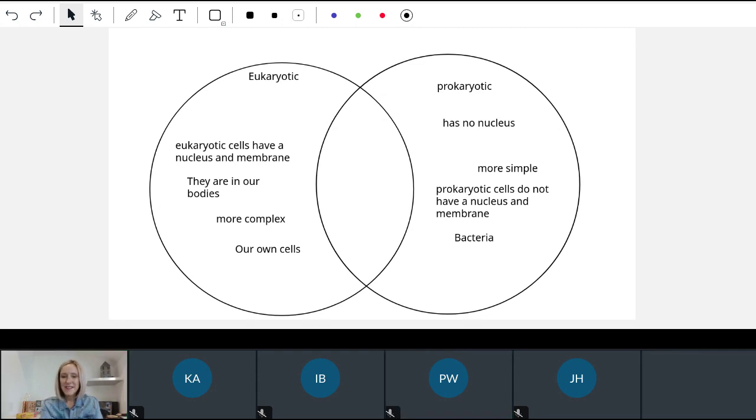Okay. So let's look at what we have up here. We have our eukaryotic cells. They have a nucleus and a membrane. I'm glad we put membrane in there. I want to pick your mind on membrane here in a minute. They are in our bodies, right? I like that because what was the trick that I taught you yesterday about remembering the type of cell that's in your body is eukaryotic?